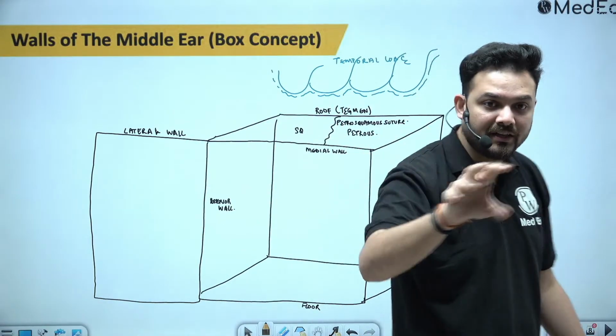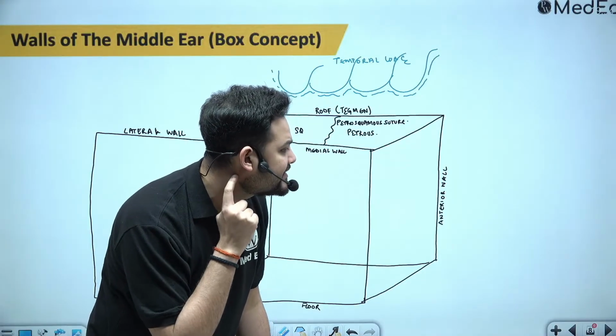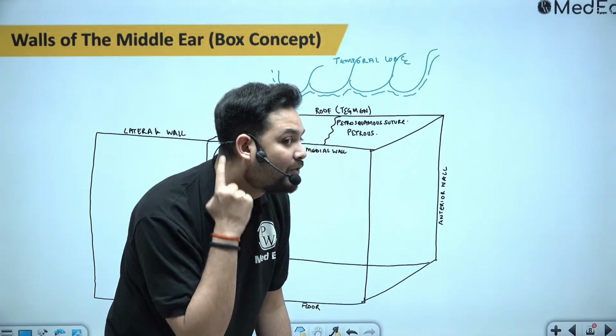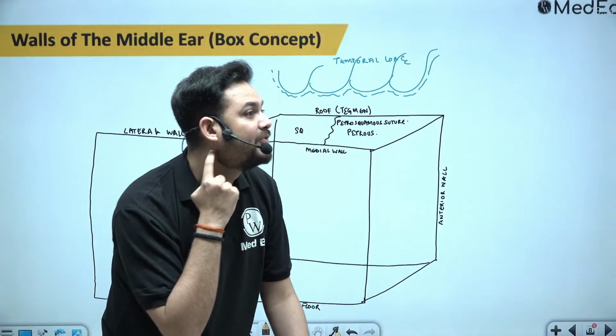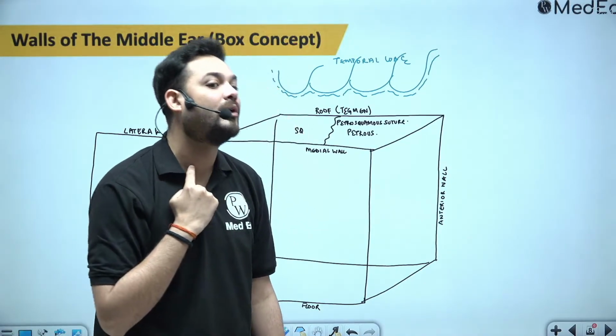In simple words, what did I say? The sigmoid sinus is coming down, and it is turning a little bit, and this turn forms a loop. It forms a bulb, a kind of projection at the floor of the middle ear. And then it comes out of the jugular foramen to form the internal jugular vein.